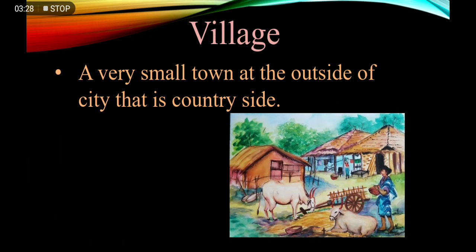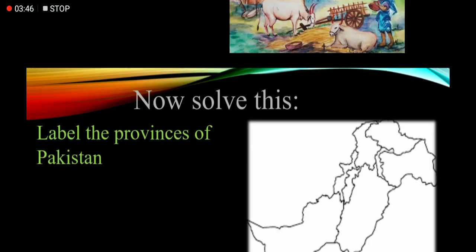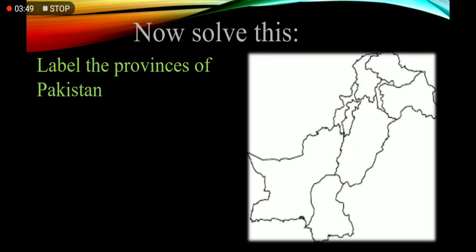Then there is a village. Village is a very small town at the outside of the city, that is countryside. That is called a village. Villages are small and villages are large as well, but still they are smaller than a town. I hope you can now differentiate between all these.